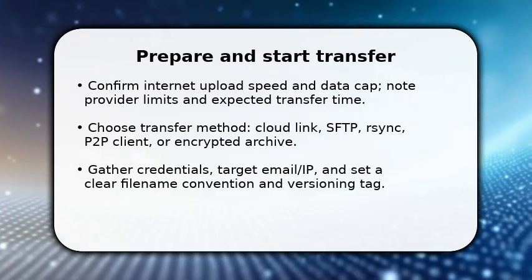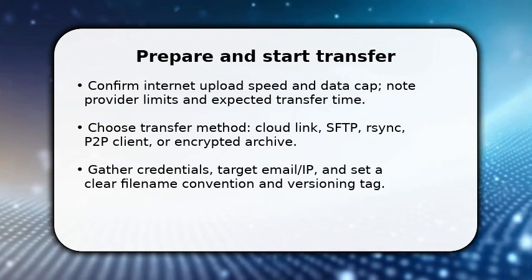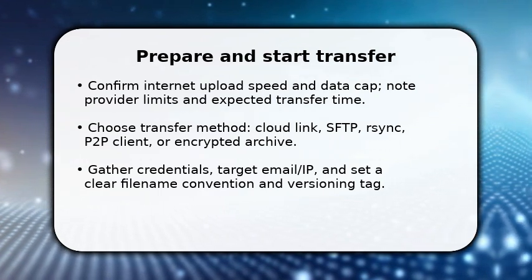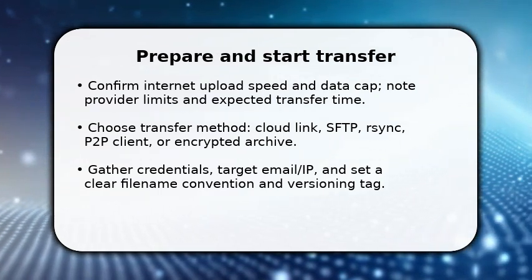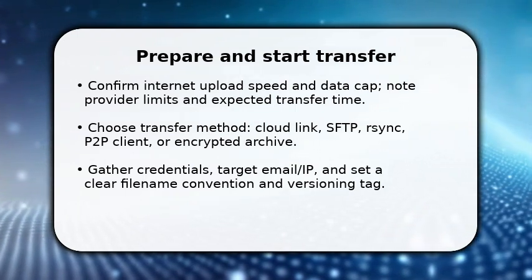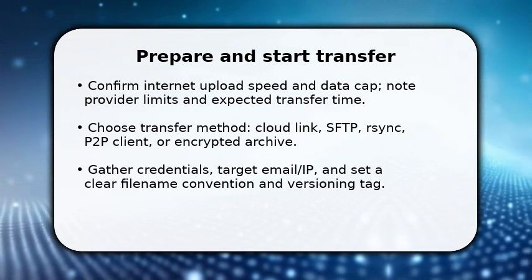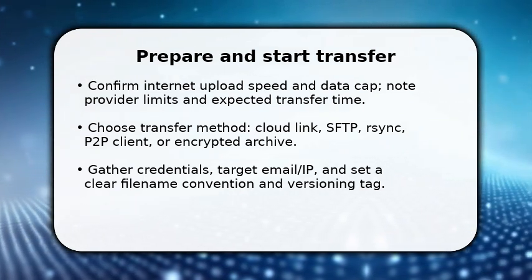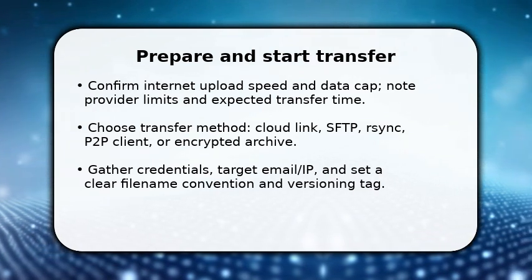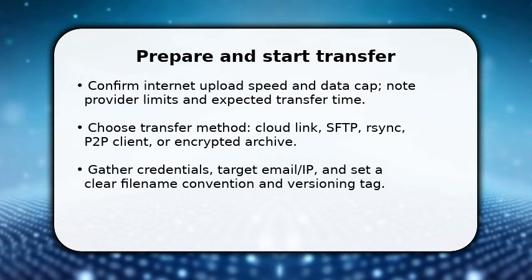You start by checking bandwidth and limits so the transfer won't stall. Know your upload Mbps. Once done, pick a method: Cloud for simplicity, SFTP or rsync for control, P2P for large sets. Make an encrypted archive if privacy matters. Next, prepare credentials and the recipient address. Name files consistently so you both track versions. Begin the first upload or initiate the remote pull immediately, watching transfer progress and noting any early errors.